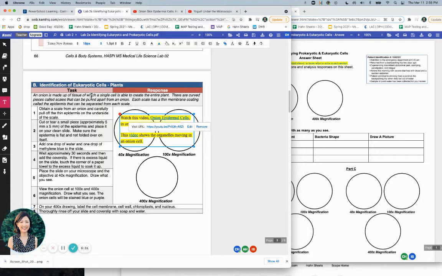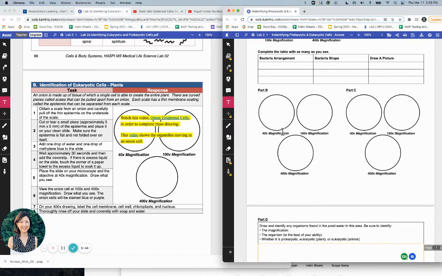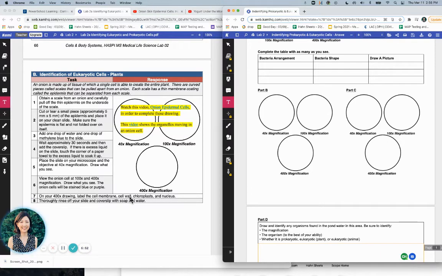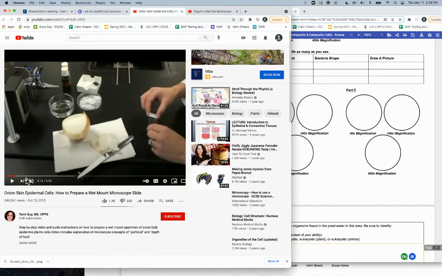Now we're going to move on to eukaryotic cells, which hopefully you know have more distinct organelles, including a nucleus. So these are going to be onion cells. And you're going to be drawing them at the different magnifications. So they should get bigger and bigger. And then at 400, you're going to label the cell membrane, cell wall, chloroplast, and nucleus. So let's see if we can see what that looks like.